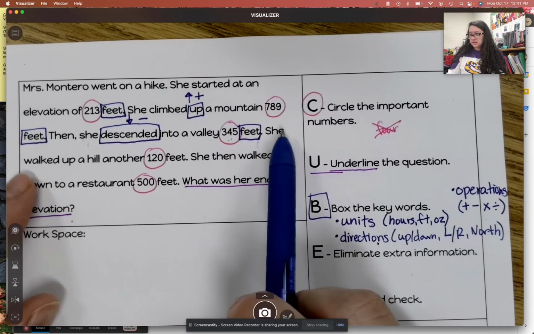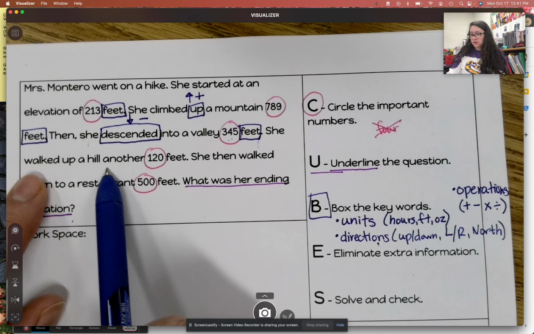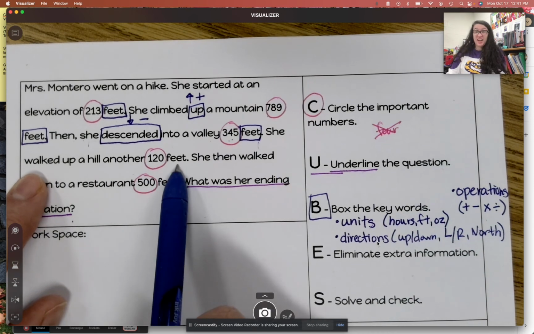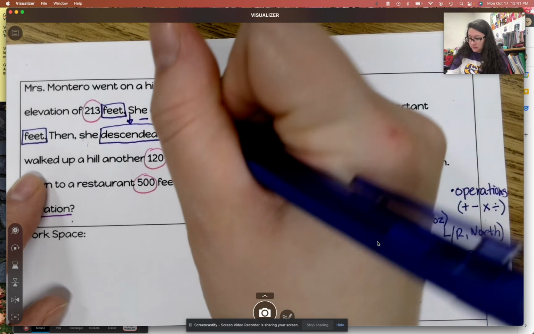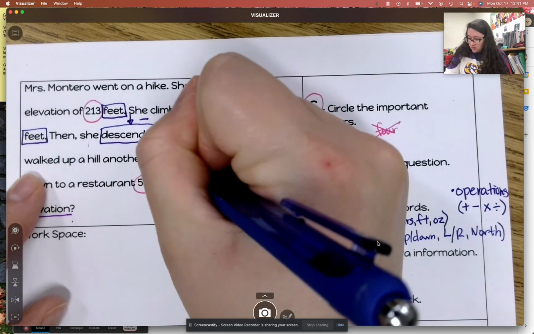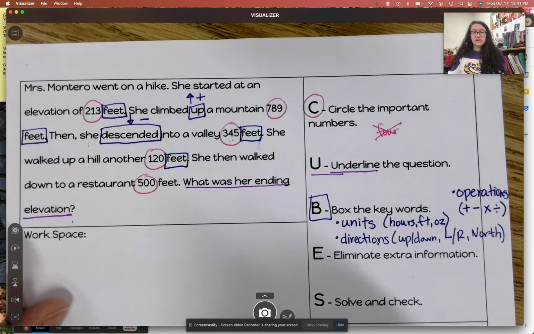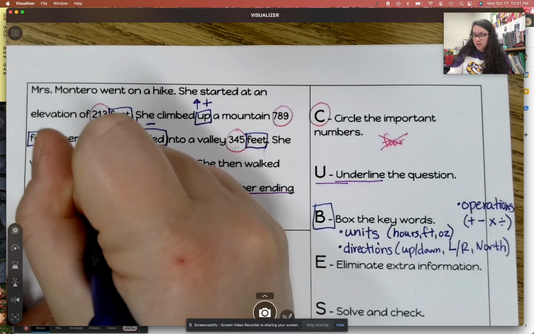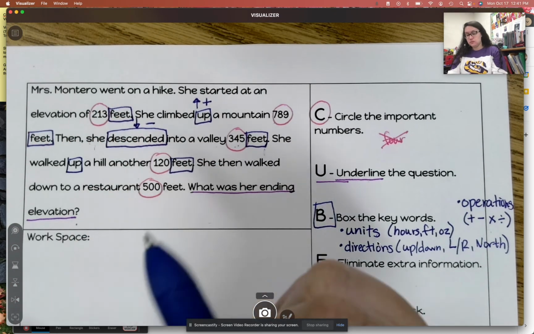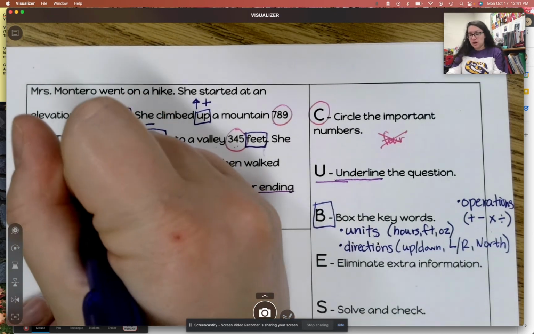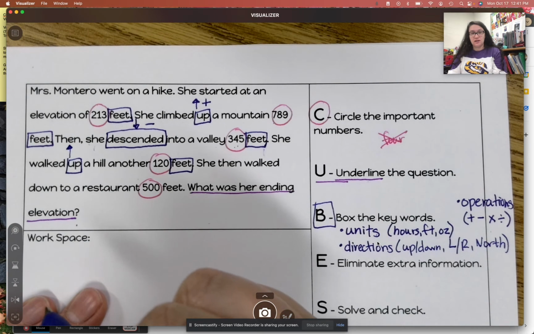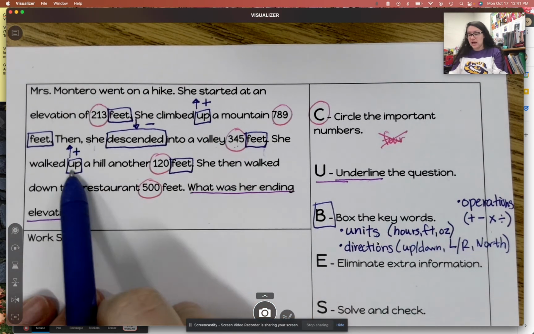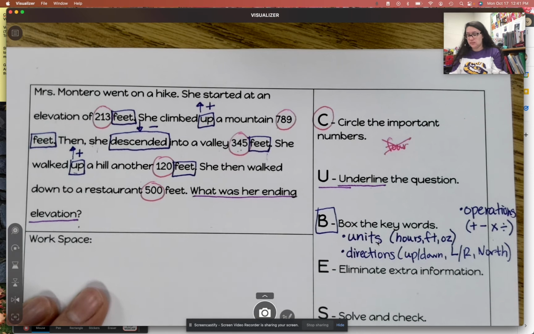Our next sentence, she walked up a mountain or up a hill another 120 feet. Again, there's my word feet for a unit. What else is important? Yeah, we see that word up again. Up means what operation? Up means we're adding. Very good. So we're going to add 120.